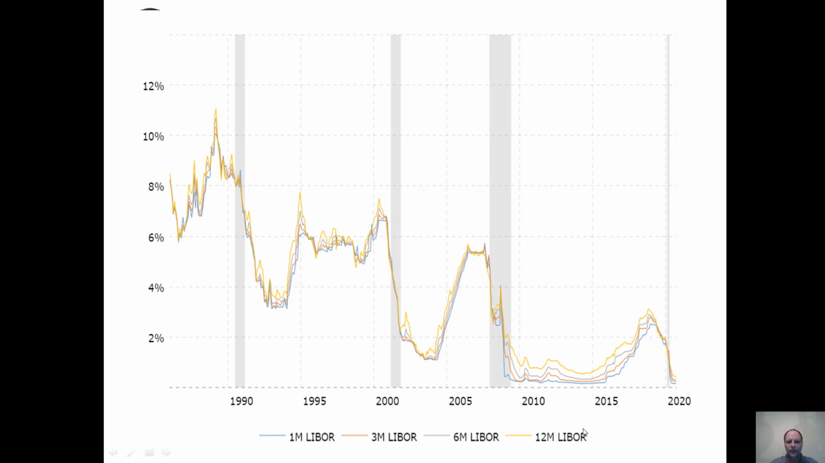And these different maturities don't make a whole lot of difference, but in general, you would expect, as is more obvious here, that longer-term rates, 12-month LIBOR, would be higher than 6-month, which would be higher than 3-month, which would be higher than 1-month LIBOR.